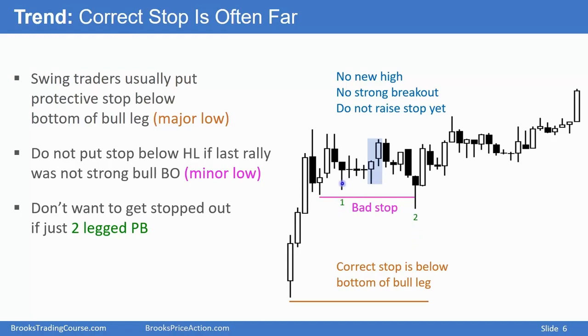So if you put your stop below this bar or below that bar or below this bar, you would have been stopped out, yet the trend would have continued. This is not enough to change the premise that the market is in a bull trend. It's a pullback, you can call it a trading range, but it's still in a bull trend.